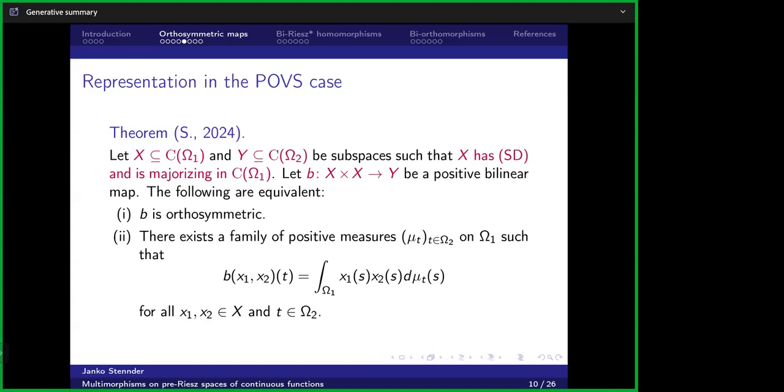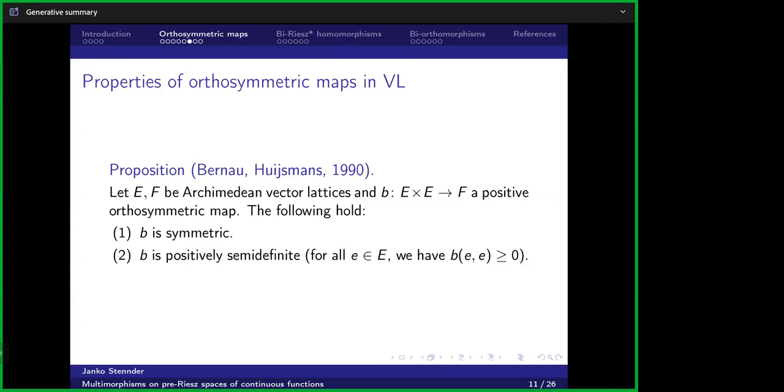Okay, now we can check if this representation maybe gives us some immediate properties. And as always, the first glance at what is going on in vector lattices. If you have Archimedean vector lattices B and F and some positive orthosymmetric map, then this map is actually always symmetric. So it's almost as the algebra I showed you in the beginning. It is commutative, that's Archimedean. And the map also is positively semi-definite. It means that if I plug in the same element twice, then it's positive, even if the element itself is positive. And then in terms of algebra, this means that it has positive square.